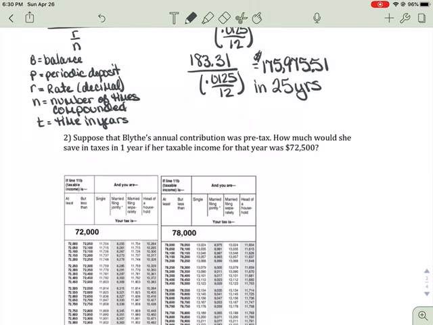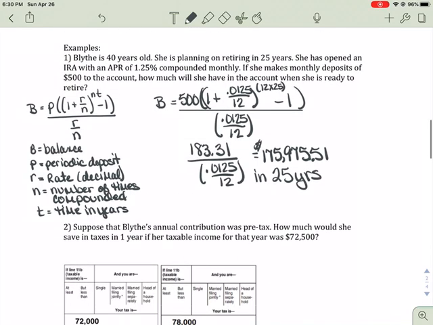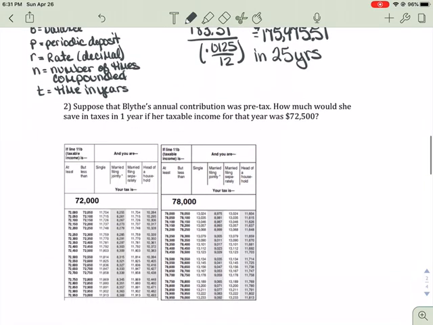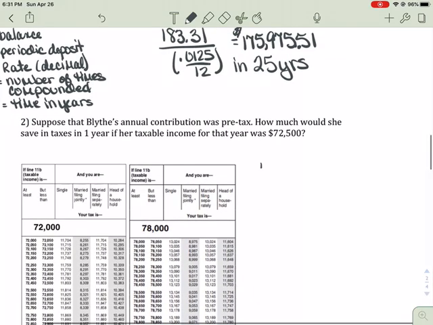We're still dealing with Lilith here and her annual contribution. So her contribution, that $500 that she made, was pre-taxed. Okay, so we want to know, was it better pre-taxed or not? So how much should she save in her first year of taxable income if her income is pre-tax? Okay, so after she did $500, they took that out before they looked at taxes, and she was left with $72,500 for her income.